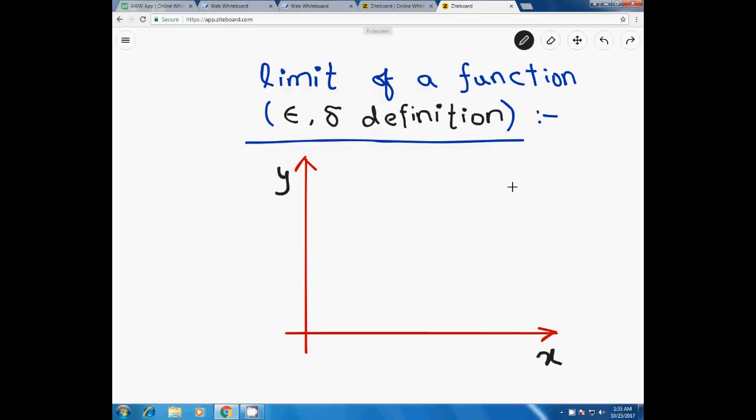In this video we are going to understand what is meant by the limit of a function, and we will also understand the important definition called the Epsilon-Delta definition of the limit of a function. We will first understand what is meant by the limit of a function at a point.